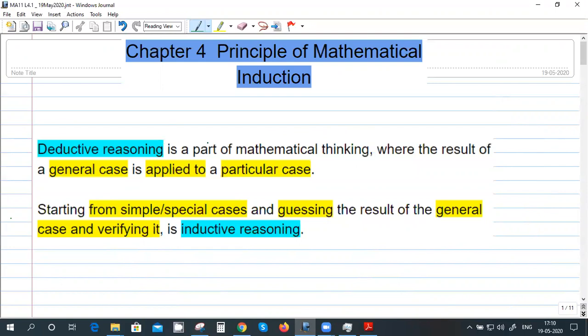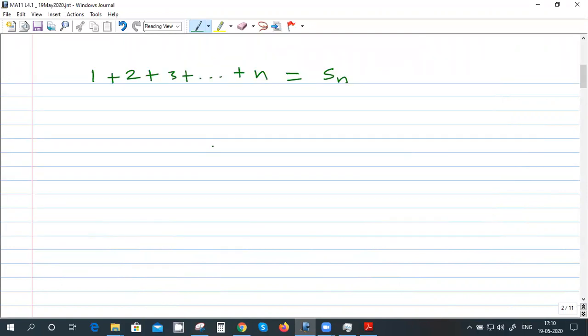Say I want to find a sum of terms like this: 1 plus 2 plus 3, so on up to n. Let me call this sum of n terms, Sn, where n is a natural number. So how do I find a formula for this one? Yes, sir, you already know the formula. Sn is equal to n by 2 into 2a plus n minus 1 d. That AP, arithmetic progression, I've learned.